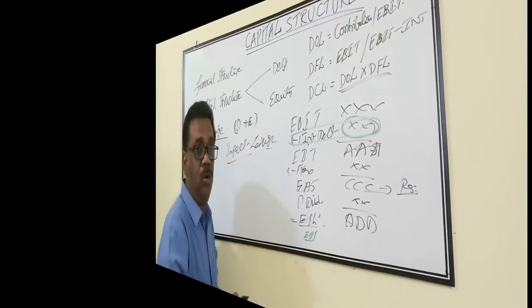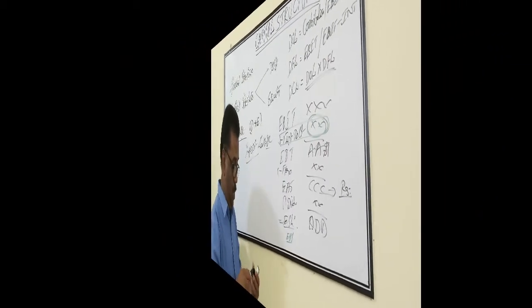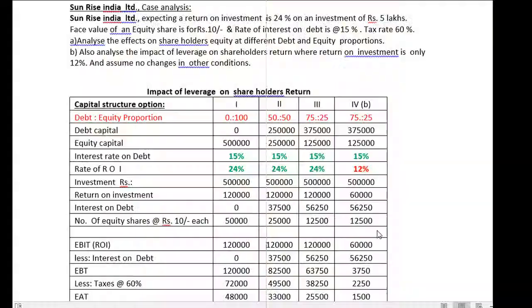Such impact of leverage can be understood with a case. Let us study the impact of leverage with this case. The Sunrisers India wants to invest 5 lakh rupees, expecting 24% return, where it has issued the shares. If it wants to issue equity shares, the face value would be 10 rupees, and in case the debt option is exercised, 15% interest is to be paid, where the tax rate is 60%.